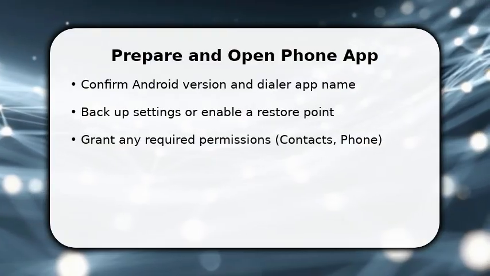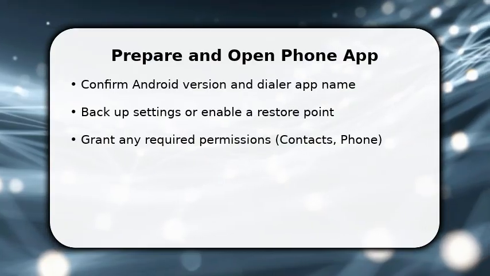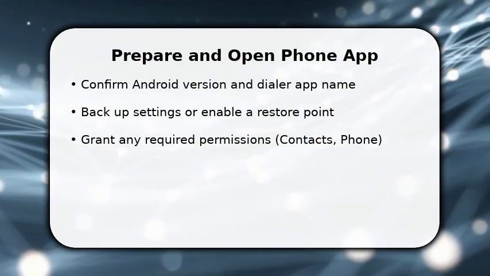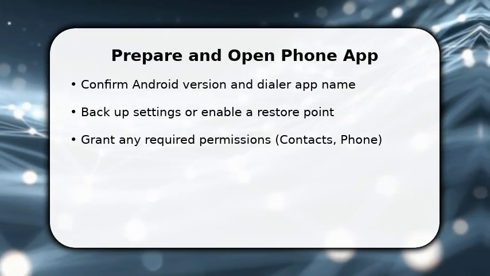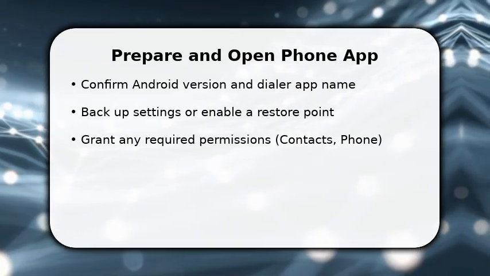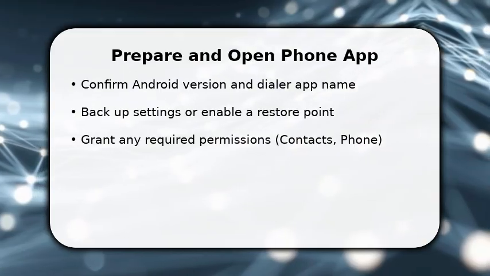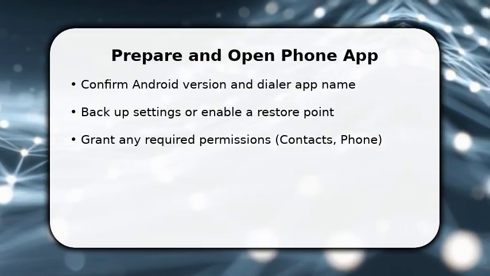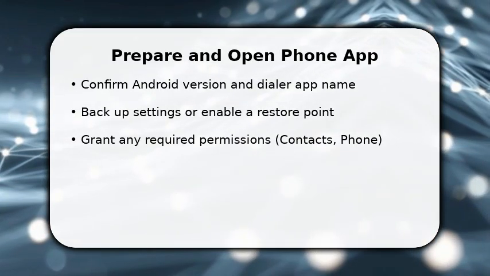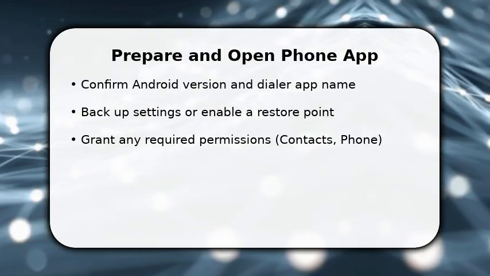You start by confirming your Android version and which dialer app you use. This matters because menus differ. Once done, open the phone app and tap the three-dot menu or long press the call icon to reveal customization options. Make sure you've granted contacts and phone permissions, otherwise the customization entry may be hidden.